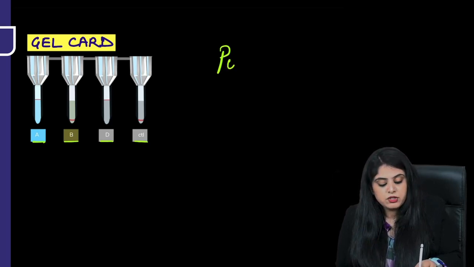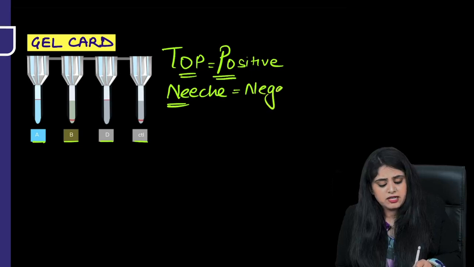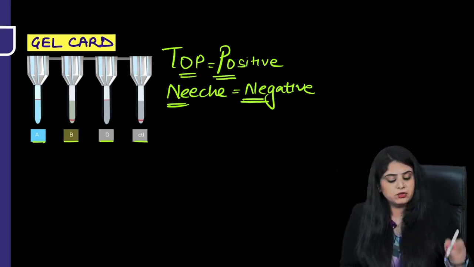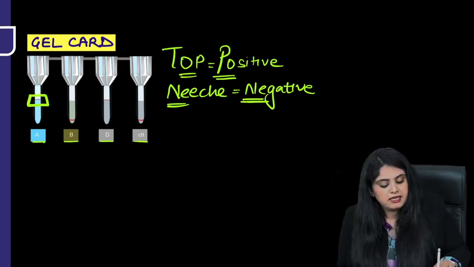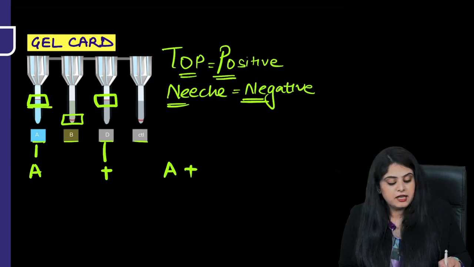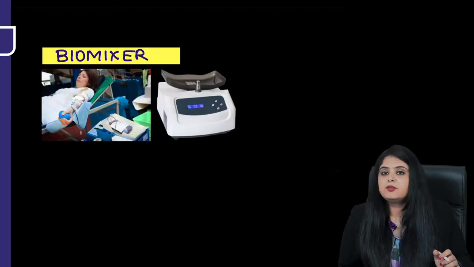And I've already told you, when will you give something as positive? When you get a line on the top, top pe line aayega toh positive, neeche line aayega toh it's gonna be negative. So tell me, yahan pe top pe line hai, yahan pe top pe line hai, toh A and positive. This is an A positive blood group. Neeche matlab negative. This is not B. This is A positive blood group. How easy to identify.